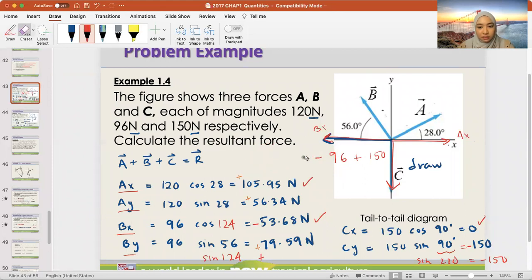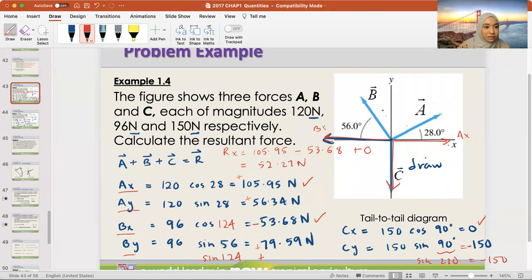What is Rx? Oh, okay, okay. 105.65. Okay. Plus. Tengok balik kat minus sini. Is it a plus? Minus. 53.168. Okay. Plus 0. Plus 0. Good. Okay, so what's the final answer? 52.27. Okay, good job. Okay, so now you understand. Thank you, Doctor. Okay, you're welcome.